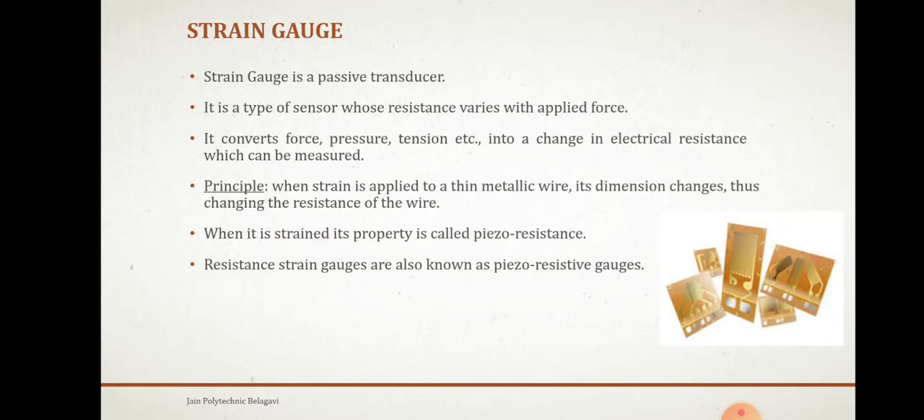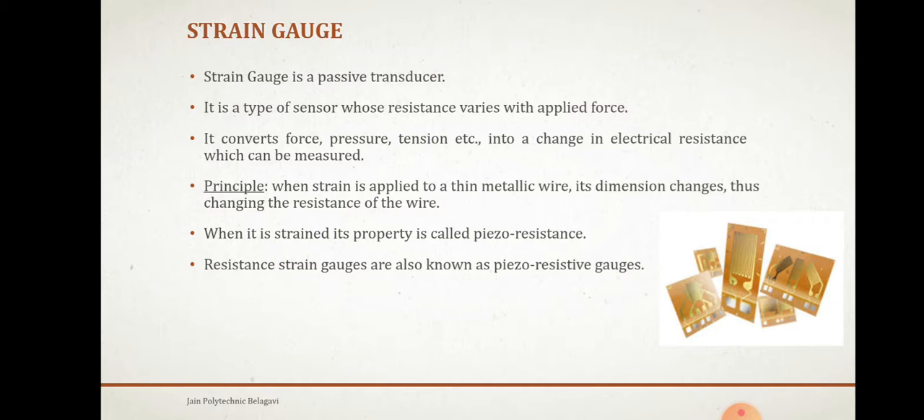So strain gauge, what is it? It is a passive transducer. Strain gauges are resistive transducers, those in which the resistance changes due to a change in some physical phenomenon. When a metal conductor is stretched or compressed, its resistance changes because both the length and diameter of the conductor change.